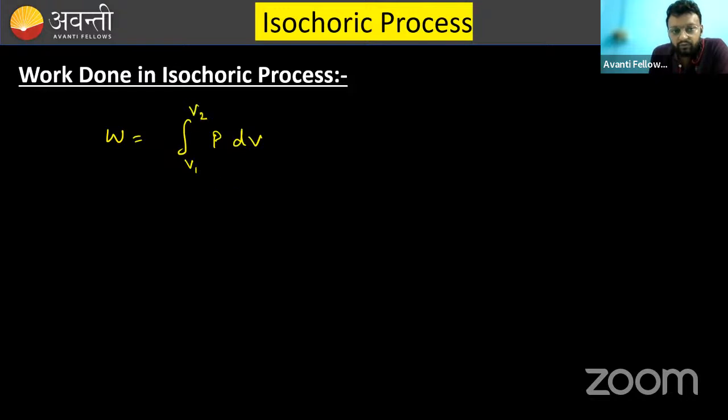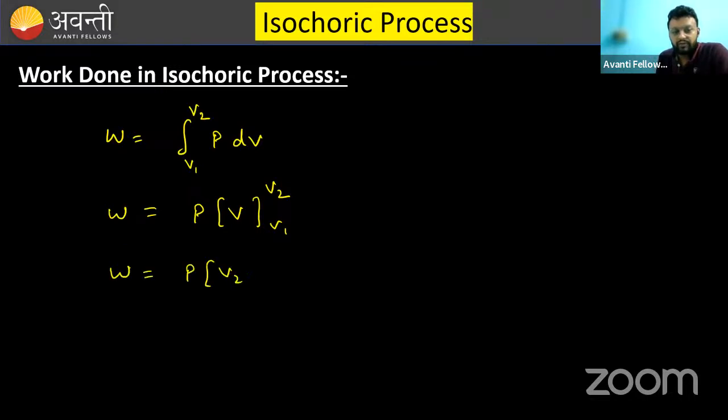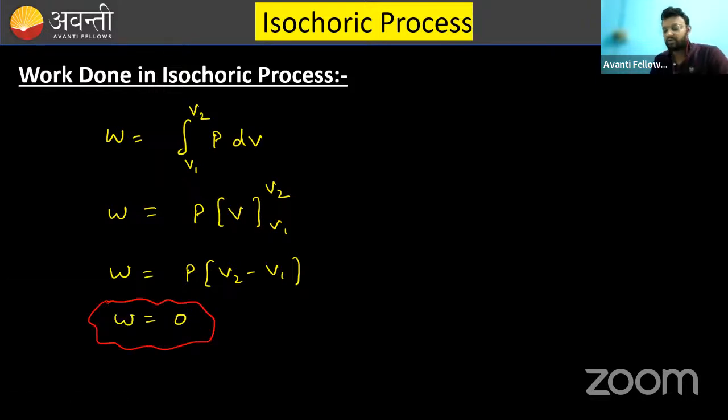from V1 to V2. And for that, we have calculated P times V, limit is V1 to V2. Now, for the isochoric process, V1 and V2 are the same. So work done will be P(V2 minus V1), which is going to be 0. So you can remember that for isochoric process, work done is going to be 0.